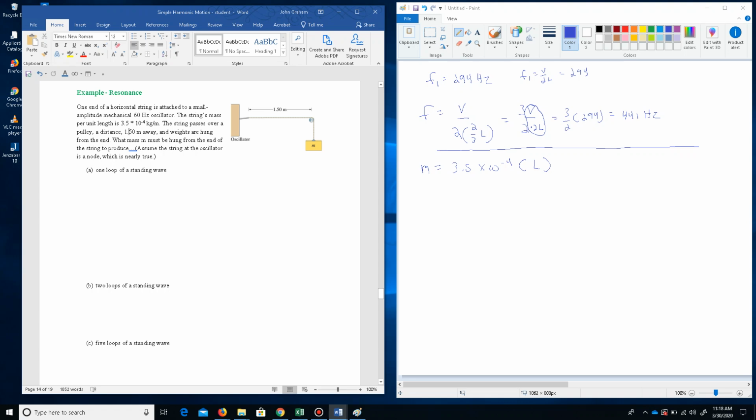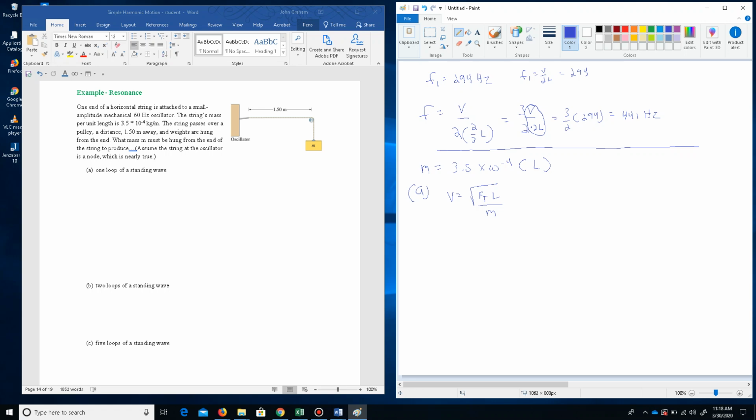which is somewhat true. So first thing we've got to do is find our velocity. So this is for A, and we'll move on to B and C afterwards.